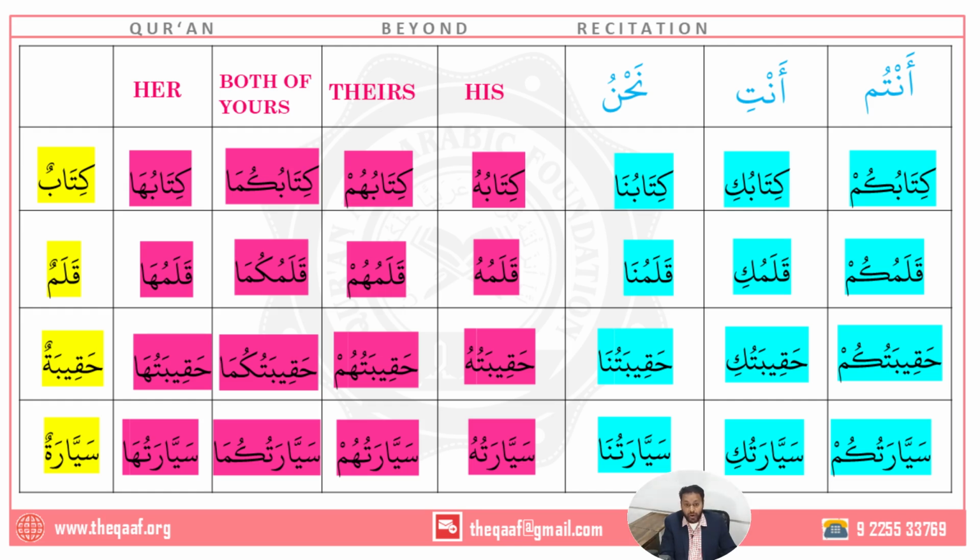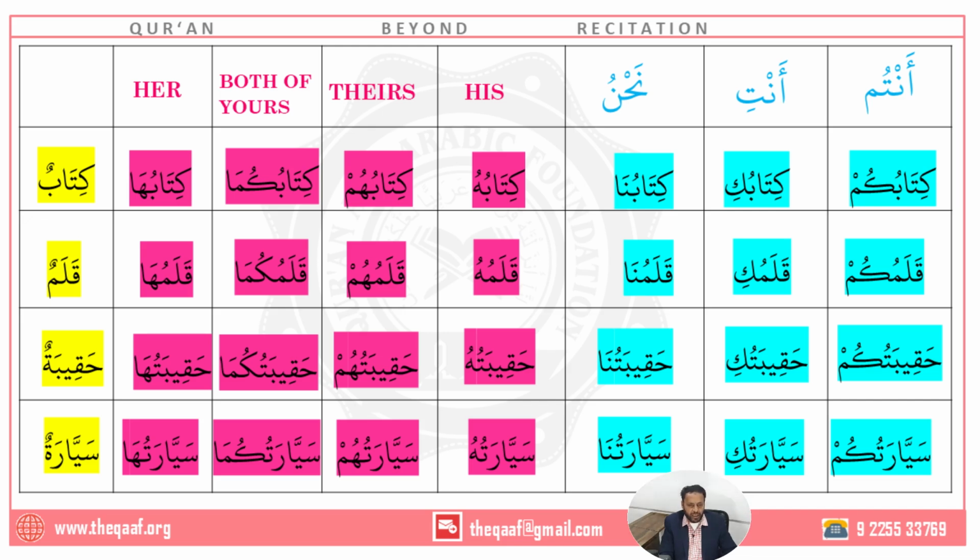His purse, his wallet? No, ha would be wrong. Ha is feminine, his is masculine. So hakibatuhu, keep that in mind. Okay, what about our purse? Hakibatuna. Your wallet, ladies? Hakibatuki. All of yours wallet? Hakibatukum. Okay, fine.